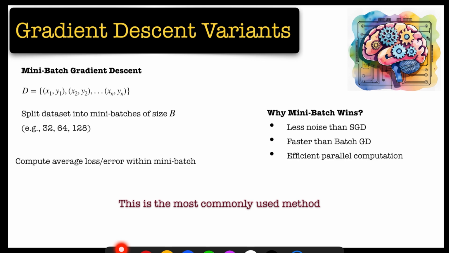Now, why does mini batch win? It has less noise than SGD, or stochastic gradient descent. It is faster than batch gradient descent, and it is efficient for parallel computations, because if we have split the data set into multiple batches, we can do these calculations in parallel. We can do parallel computations for batches. That's why this is the most commonly used method today.